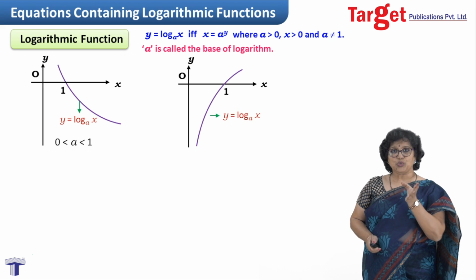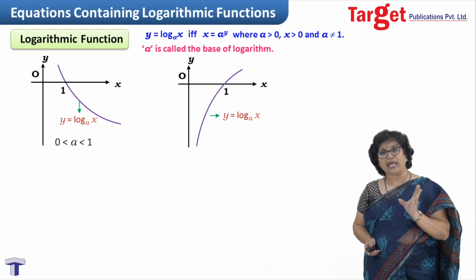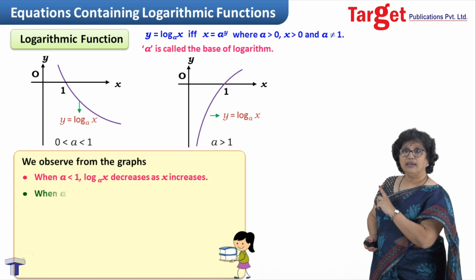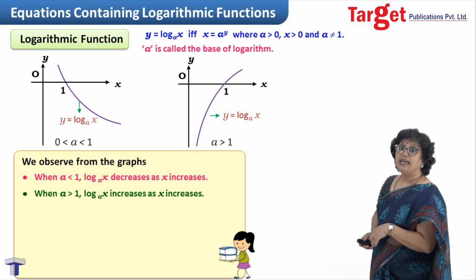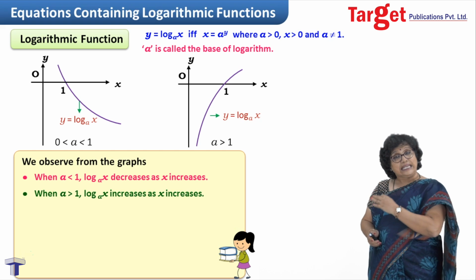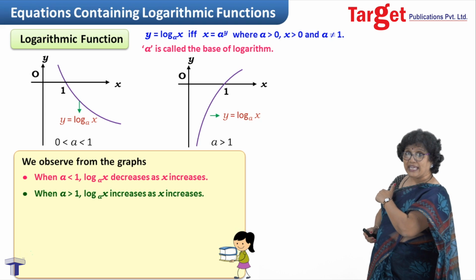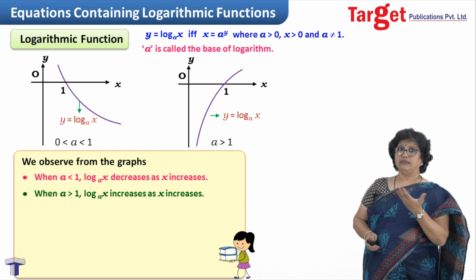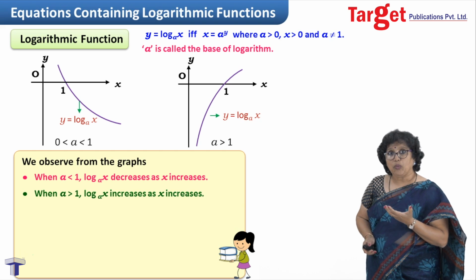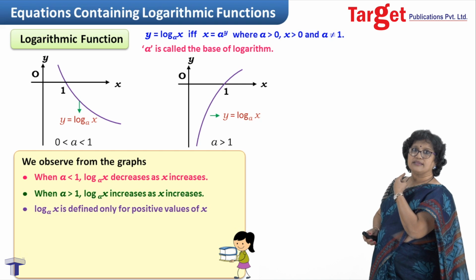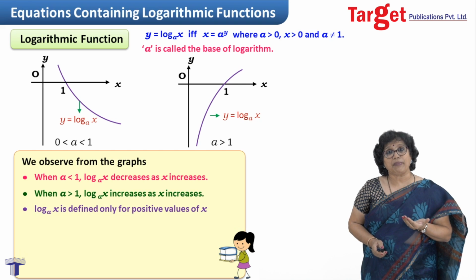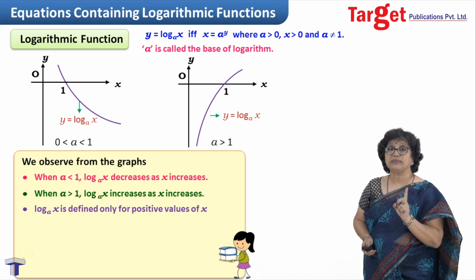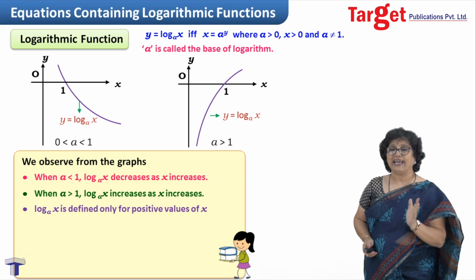Now, again, when we see two graphs, there are certain things which you can compare between those two. And we see that for a less than 1, that means the first graph, the left one, log x to the base a decreases as x increases, but on the right, we find other way. As x increases, even y increases, means log x to the base a increases. Also, both the graphs are on the right side of y-axis. That tells that log x to the base a is defined only for positive values of x. When I say positive, not even 0 I am saying. Graph does not meet even the y-axis.